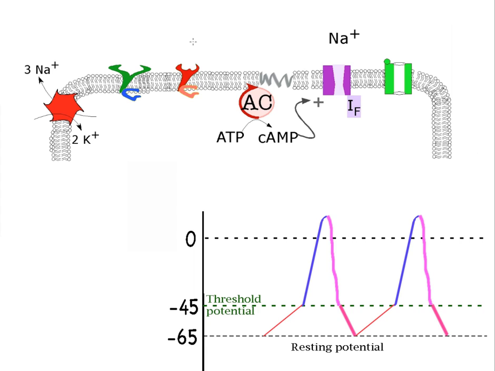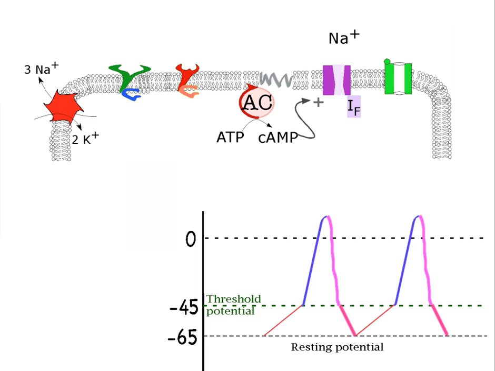One of these speeds up the rate of adenylate cyclase. One of these slows down the rate of adenylate cyclase. Adenylate cyclase leads to the manufacture of cyclic AMP. The amount of cyclic AMP in this area dictates how fast sodium enters through funny channels, but only when funny channels are open. Remember, funny channels are only open below threshold potential.